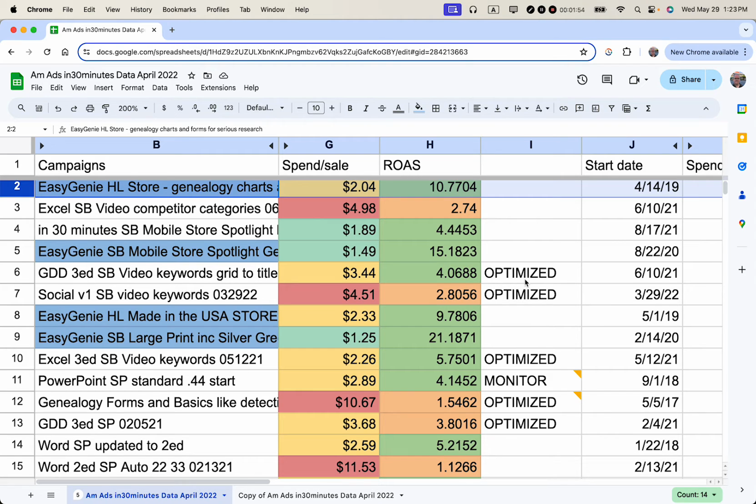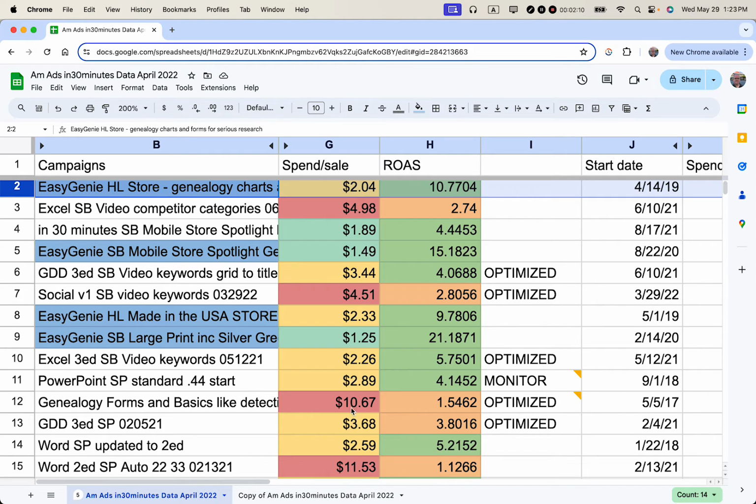Maybe I need to optimize it further. Maybe I need to monitor it further. Maybe I need to do something else. Maybe I just need to shut off the campaign. Like this particular one here, this one is a $10 spend per sale. So this is over the profit level for those particular items. And that is a big problem.